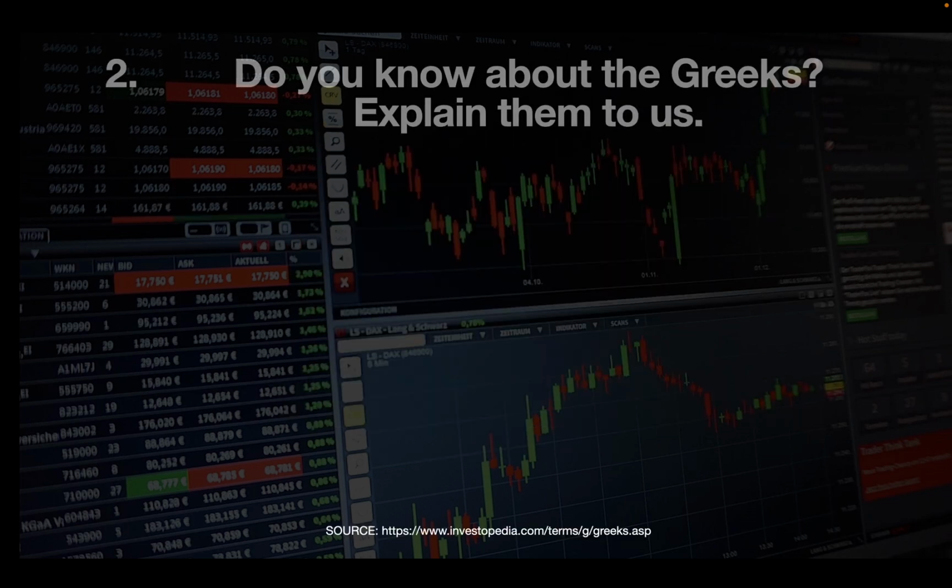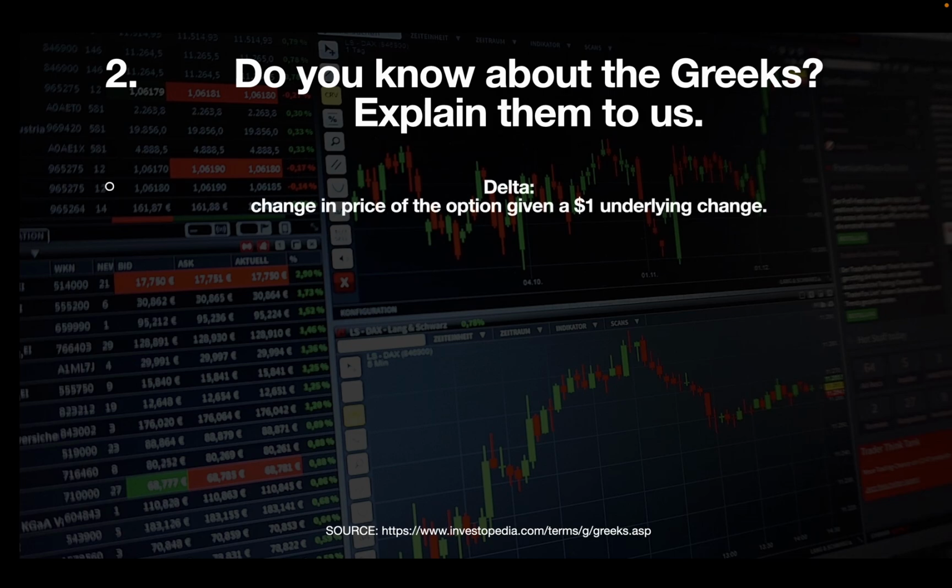Next one. Do you know about the Greeks? Explain them. In a nutshell, Greeks are risk measures which provide information on the extent to which an option price changes when certain influencing factors change. So let's go over the most important ones, which were the ones they wanted to hear. First, the delta, which is simply the change in price of the option when the underlying is changing by $1.